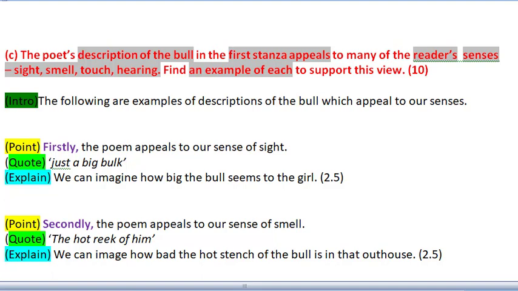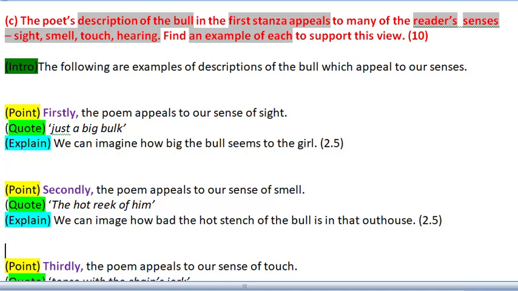Once again, we highlight the key words in the question. Description of bull, first stanza, appeals, reader's senses, sight, smell, touch, hearing, an example of each. So as usual, we start off with an introduction using the main words from the question. The following are examples of descriptions of the bull which appeal to our senses. We're going to use point, quote, explain as you saw above. So, point. Firstly, the poem appeals to our sense of sight.